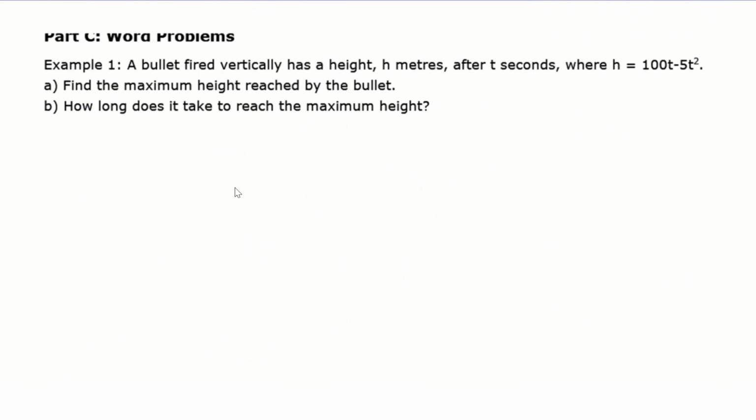So now we are going to do some word problems. So from this word problem, the path of a bullet is given. H is height in meters and T is time in seconds after the bullet was fired. So it asks you to find the minimum height. If you have the keyword maximum, minimum, then highest, lowest, you know that you are looking for vertex.